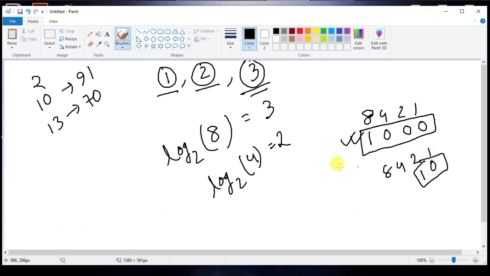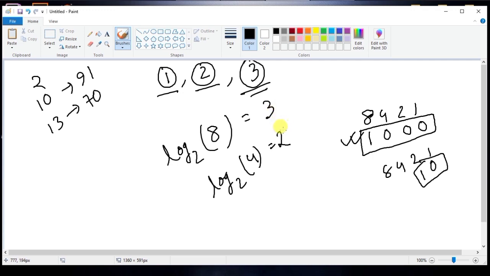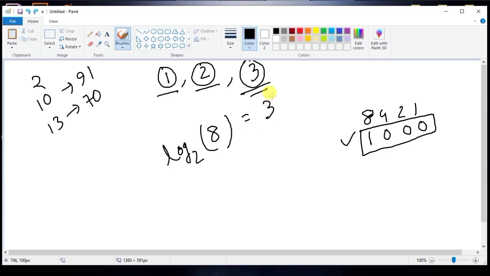So this thing has a significance. I'll tell you why in a couple of minutes. Just try to remember this. This value is important in the bit representation as well, like how many bits do we need. Here the answer is 3, but the bits we need are 4, so we need actually 3 plus 1 bits. So this is an important observation.